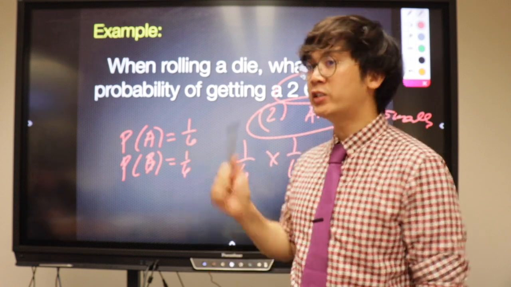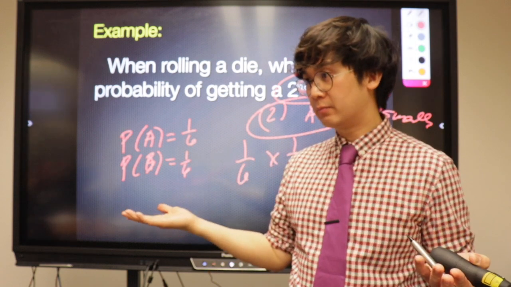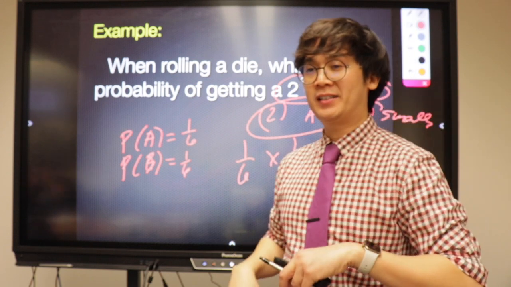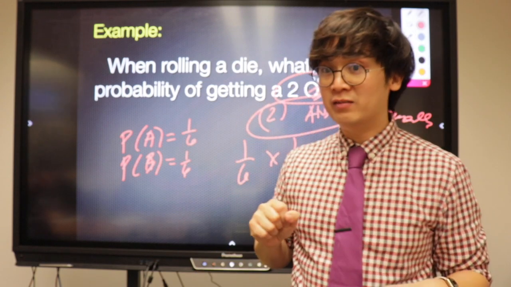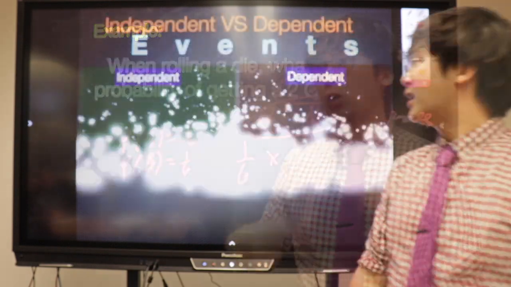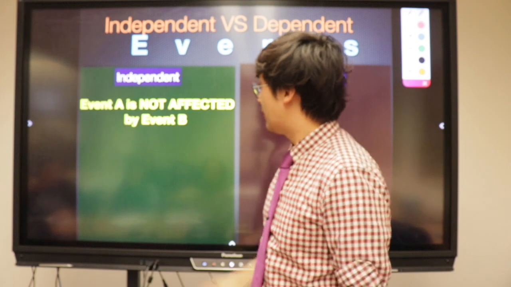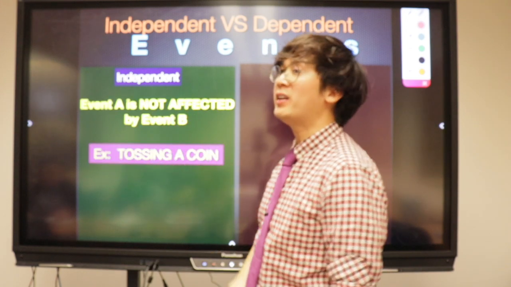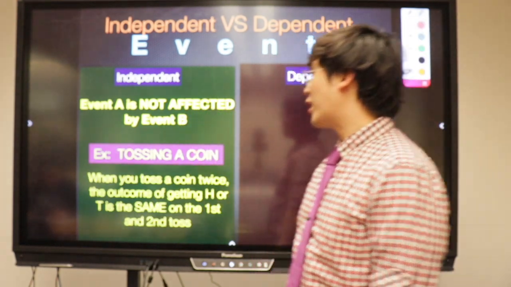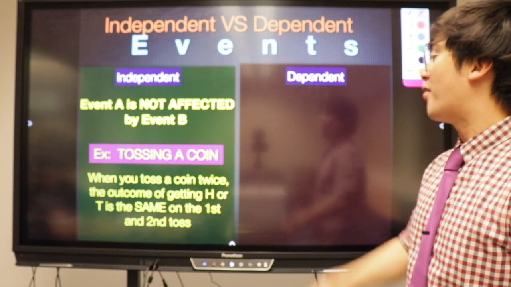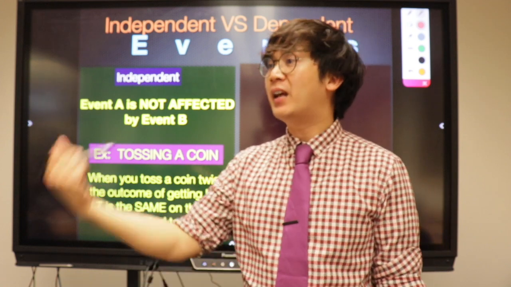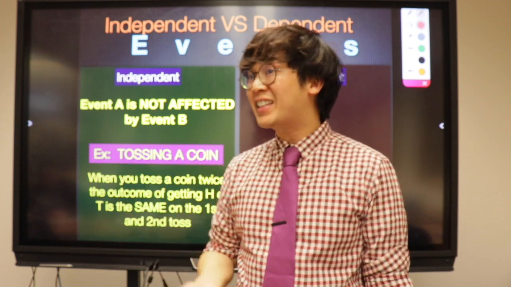Now, why is this considered independent? We have a die. Why? Because one roll of a die does not affect the outcome of the other roll. Unless you're going to erase one of the dots on your die on your second roll, then it becomes dependent, right? Independent and dependent events. For independent events, event A is not affected by event B. Tossing a coin is an independent event because each toss is not going to change. When you toss a coin twice, the outcome of getting H or T is the same on the first toss and on the second toss. So you can perform the addition and the multiplication principle for these events.